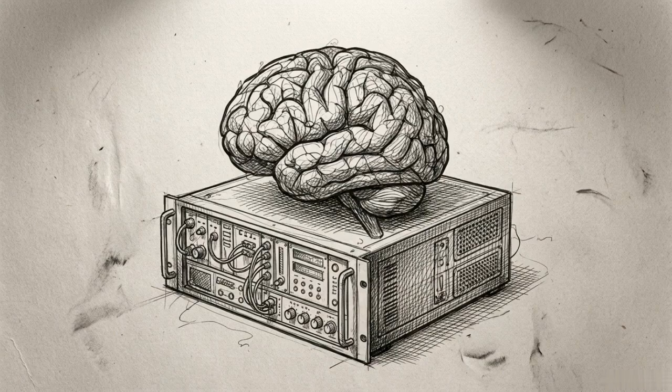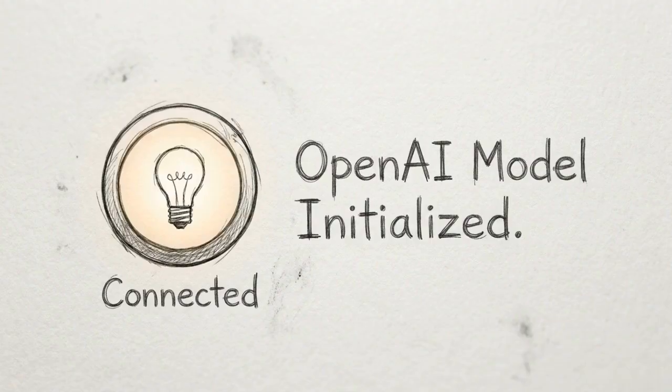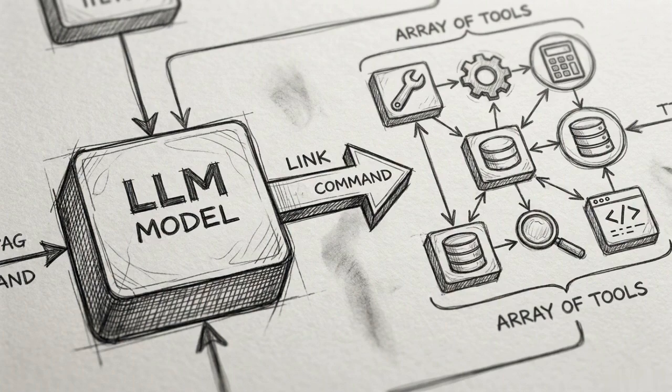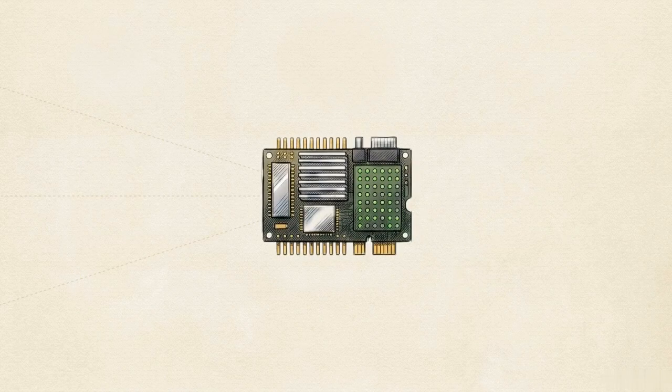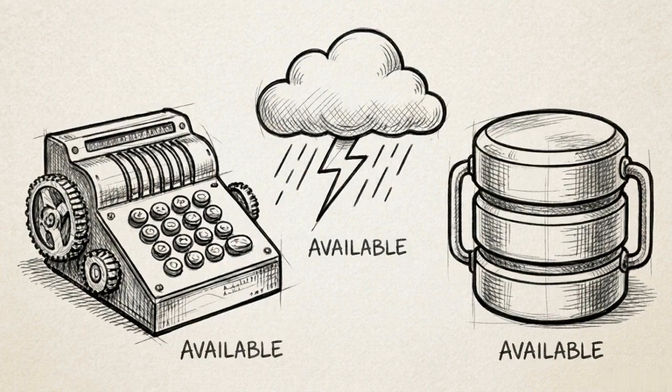With the tools built, we initialize the large language model. We securely load the OpenAI API key from the environment variables and connect to the core model. Then we execute the tool binding process. This attaches our JavaScript functions to the model's operational memory, ensuring it knows which external capabilities are available for use.